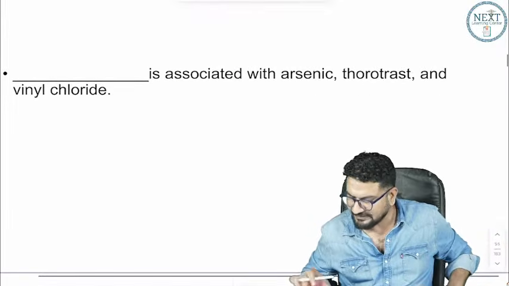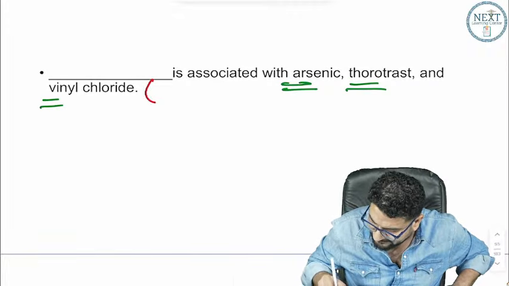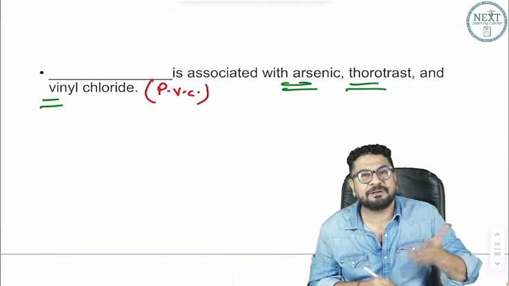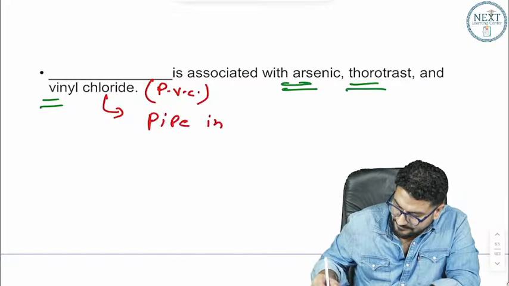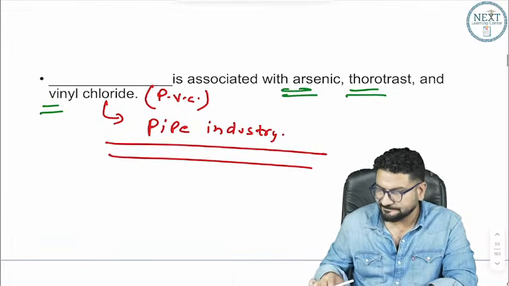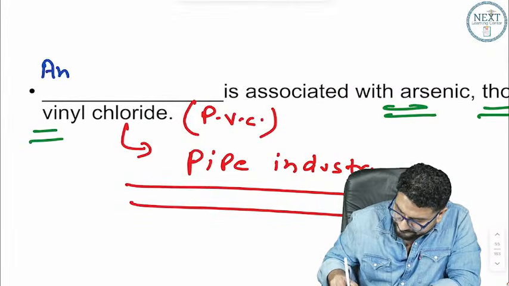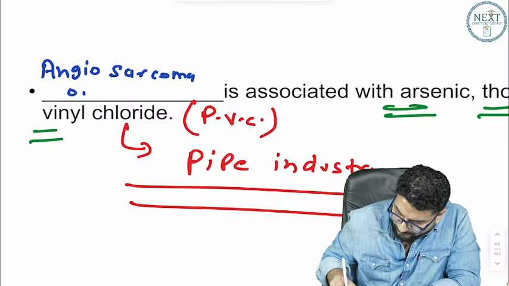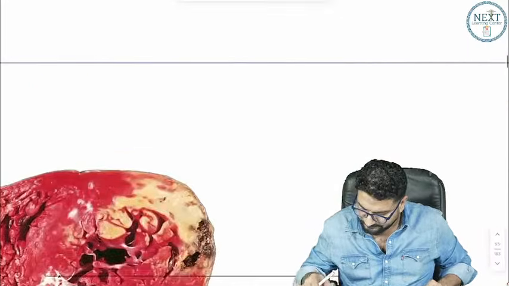Okay, which type of cancer is associated with arsenic, thorotrast, and vinyl chloride? Sometimes they will not give you vinyl chloride, they will give you PVC, polyvinyl chloride. And they can tell you pipe industry. Where is it used? It is used in pipe industry. So which cancer occurs? Tell me, anyone. Which cancer will you see in pipe industry? Come on. It is angiosarcoma of liver. Done? Okay. Now look at this.